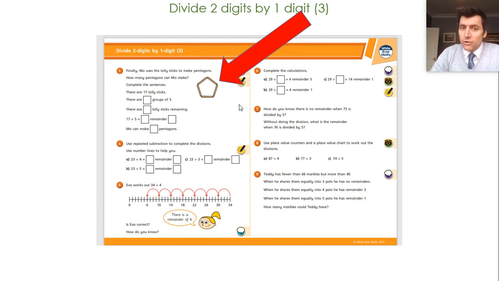What I'd try and encourage you to do is try and follow the step by step, as well as working out in your head. And try and use some actual tools to try and work out what a remainder would look like. So where you've got 17 here, if you had 17 sticks and you make them into pentagons, how many have you got left over? Because that's your remainder. Your remainder is what you've left over.